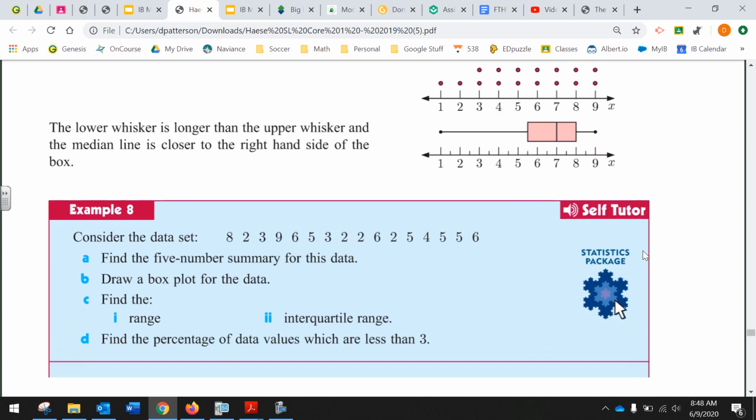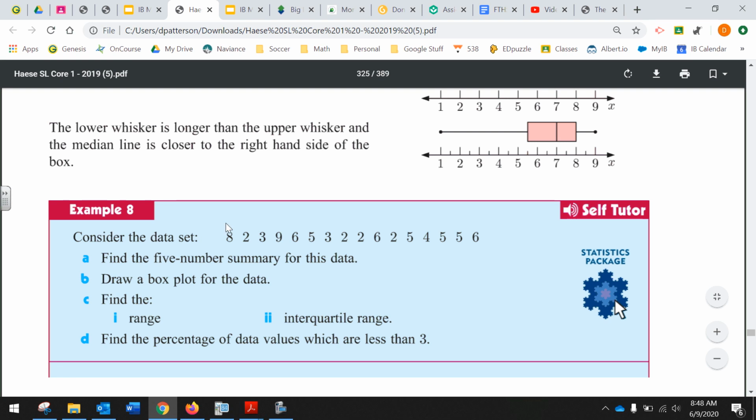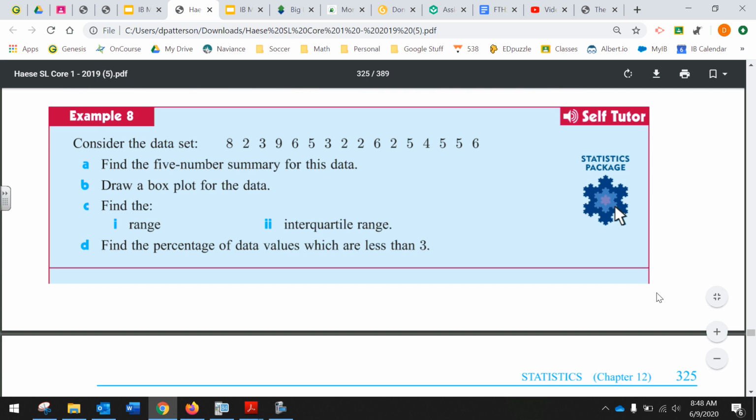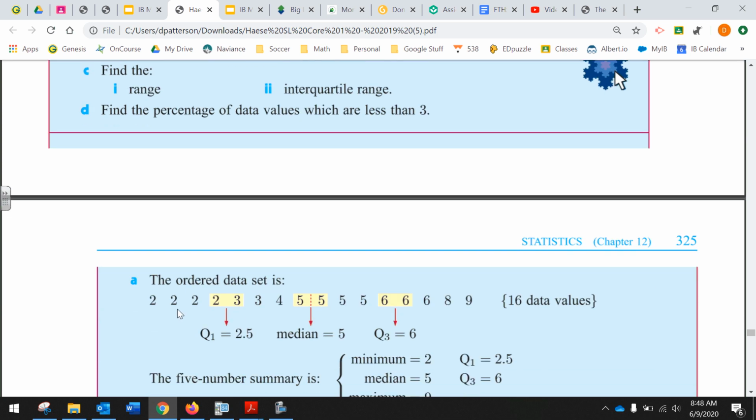So let's take a look at this example. It says, first, consider this data set. Then it says, find the 5-number summary, draw the box plot, and then find the range and the IQR, and then the percentage of values less than 3. So the first thing we're going to do is put them into order and find that 5-number summary. Here they are in order.